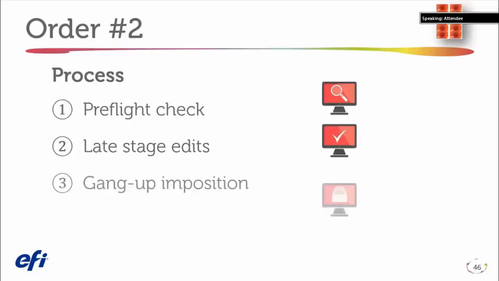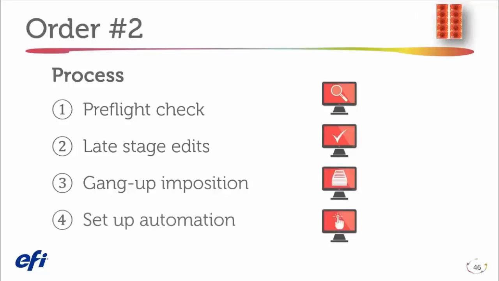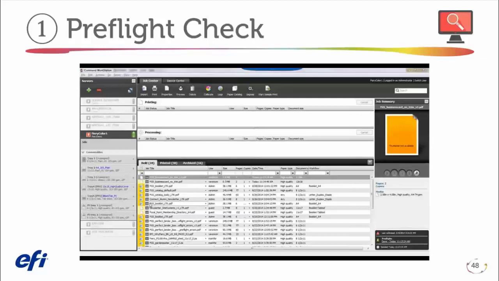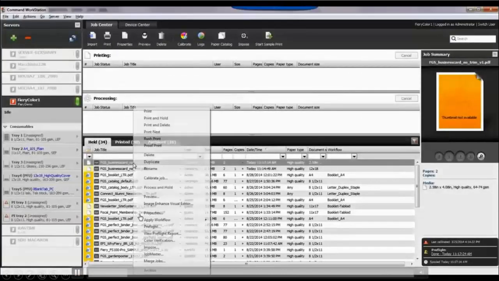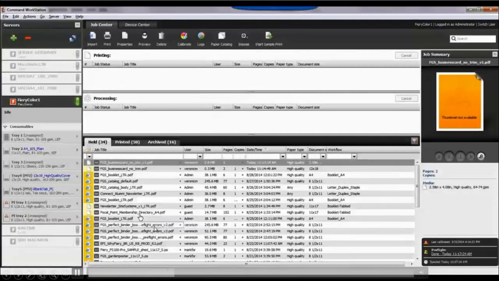In terms of pre-press steps, we will go over one, pre-flight check, late stage edit, gang up imposition, and set up for future automation. As we learned earlier in this presentation, a good practice is to apply pre-flight to all incoming print-ready PDFs. Pre-flight is a very quick process. Let's run the pre-flight on this file.